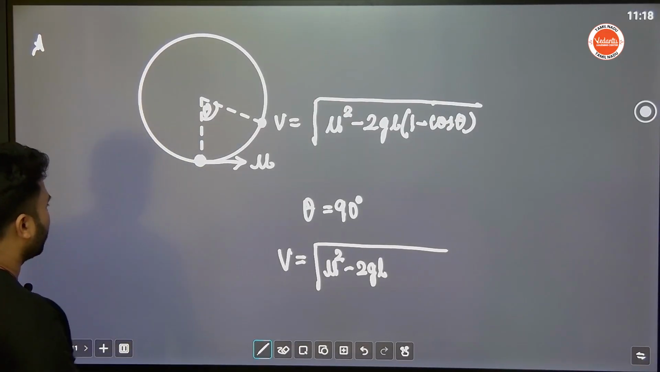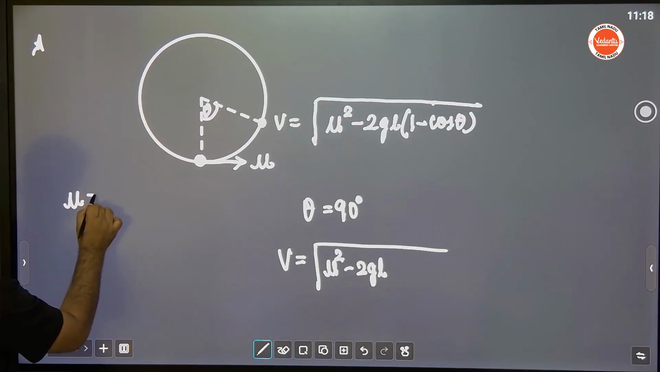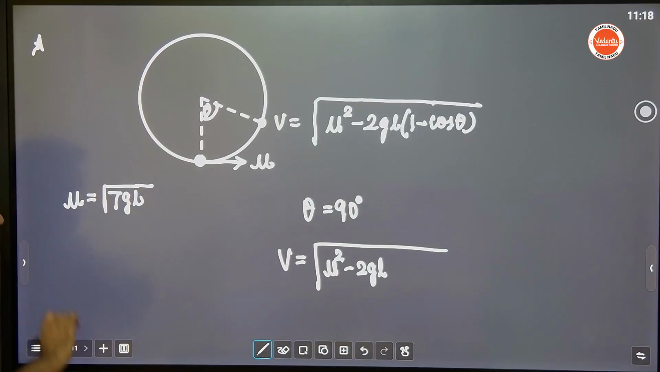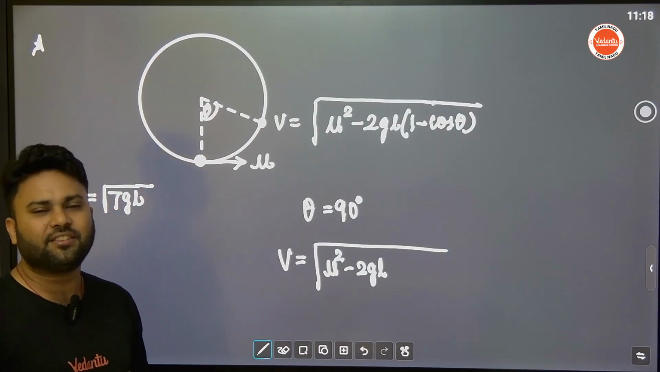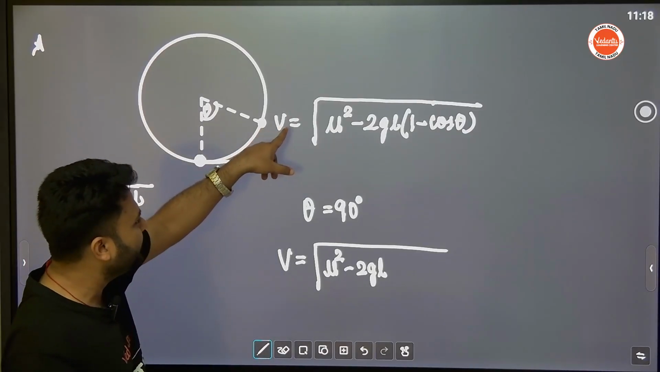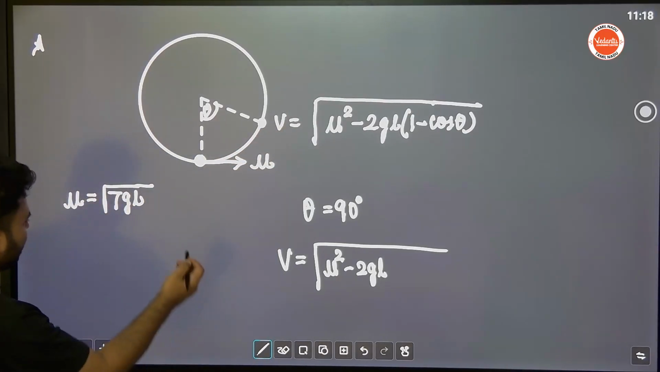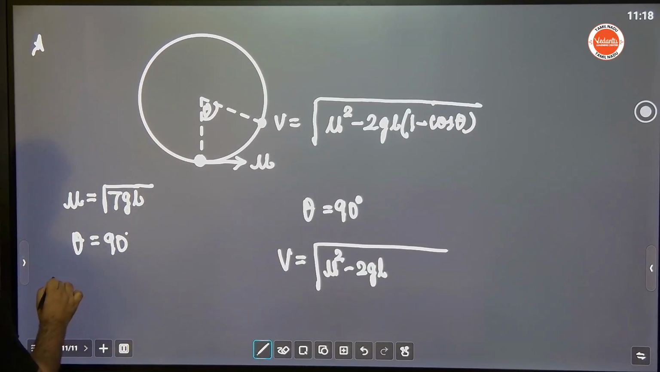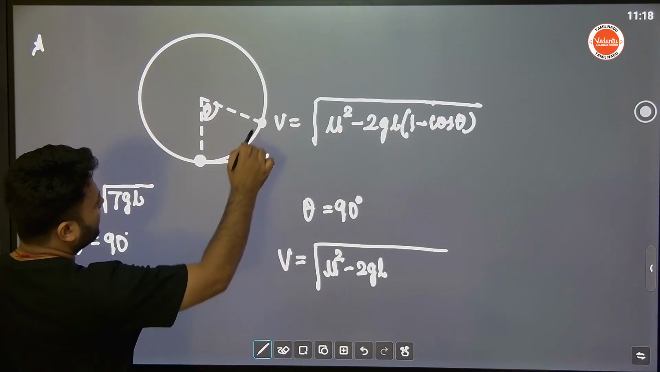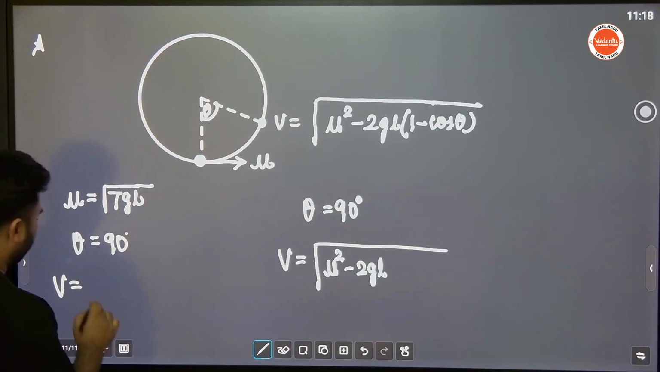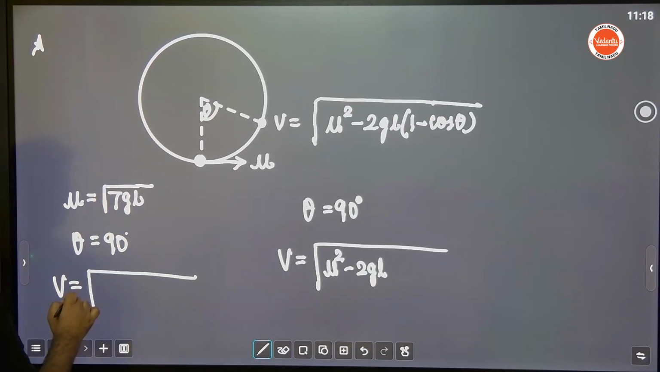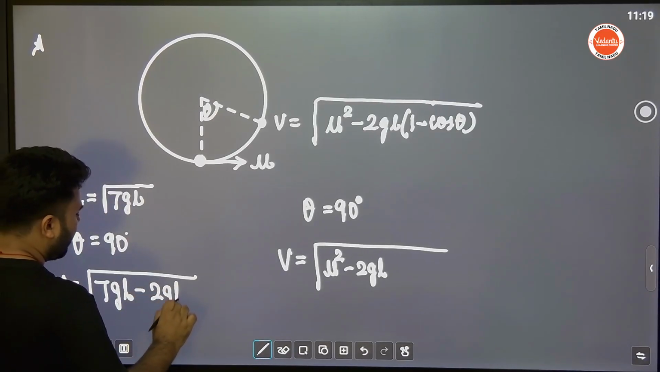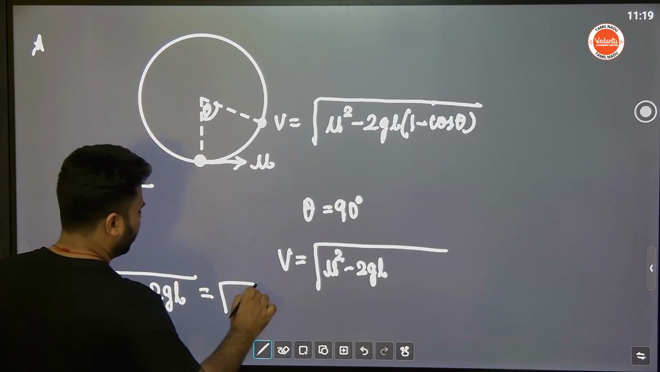Correct. For example, u they have given as under root 7gl. This example I am taking. They have given under root 7gl, and they are asking what is the speed here, where theta is 90 degree. So see, at this location they are asking. So under root u square, that is 7gl, minus 2gl. So 7gl minus 2gl, that is 5gl.